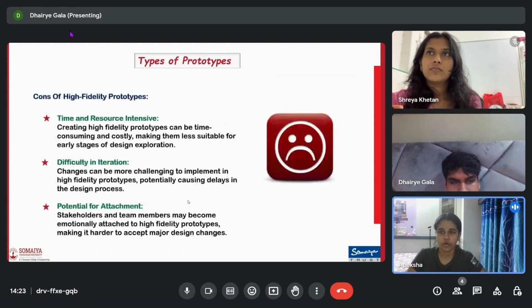Now, about the cons of high fidelity prototypes. So, first one being time and resource intensive. So, creating high fidelity prototypes can be time consuming and costly, making them less suitable for early stages of design exploration. Changes can be more challenging to implement in high fidelity prototypes, potentially causing delays in the design process. Potential for attachment. Stakeholders and team members may become emotionally attached to high fidelity prototypes, making it harder to accept major design changes.